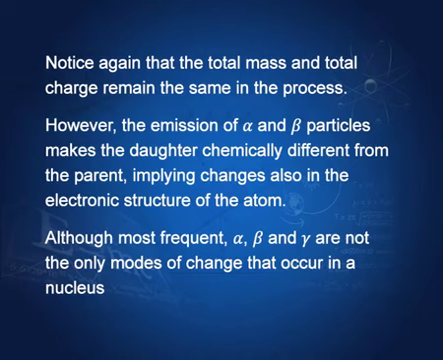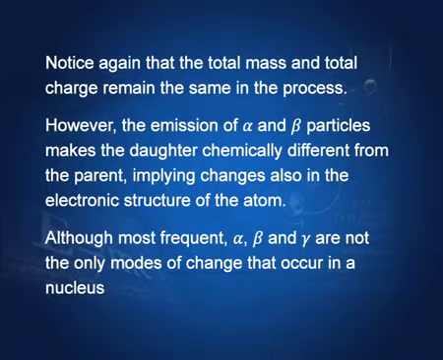So, the emission of beta particles makes the daughter chemically different from the parent, implying changes also in the electronic structure of the atom. Because the nucleus has changed, the atomic structure of the atom also undergoes a change. Although most frequently emitted are alpha, beta and gamma, they are not the only particles emitted. As I said earlier, you can have a positron emitted, a proton emitted and a neutron emitted and so on. So, although these are the most frequent ones, the nuclei do emit other particles also.